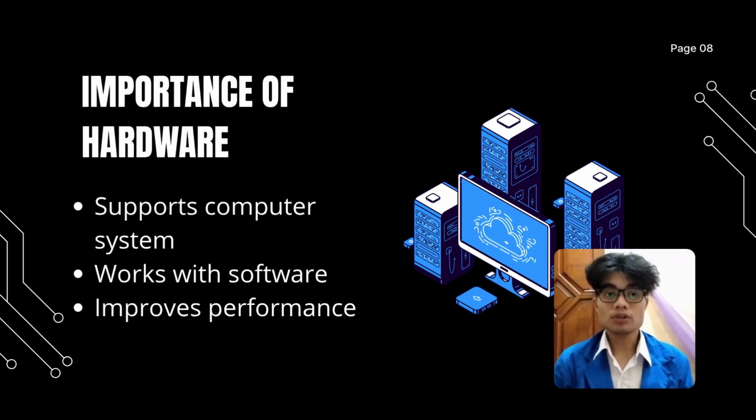Next slide. Importance of hardware. They help support computer system, work with software, and improve performance. Hardware is important because the computer activity depends on hardware. Components working together with software.